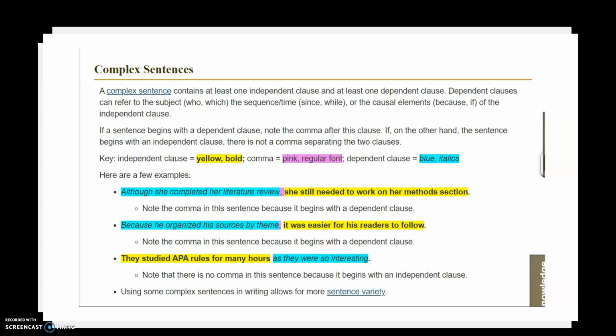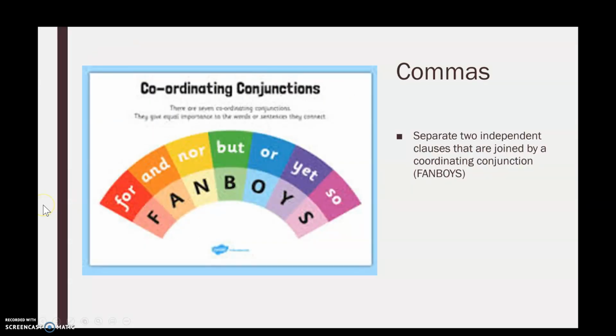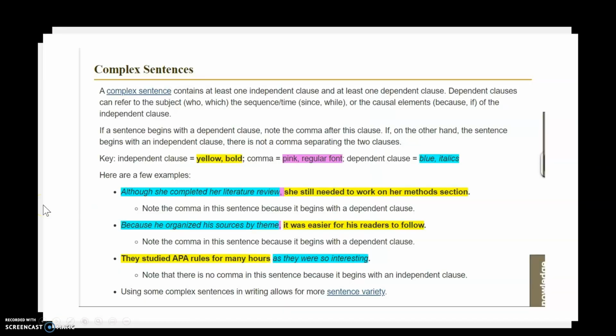So here's some examples. Your dependent clause is in blue. Although she completed her literature review, comma, she still needed to work on her methods section. So you can see that this, although she completed her literature review, is a dependent clause. It has a subject and a verb, but it does not form a complete thought on its own. You can't just have, although she completed her literature review, as a sentence. It doesn't pass the "I know that" test. I know that although she completed her literature review, we don't know.